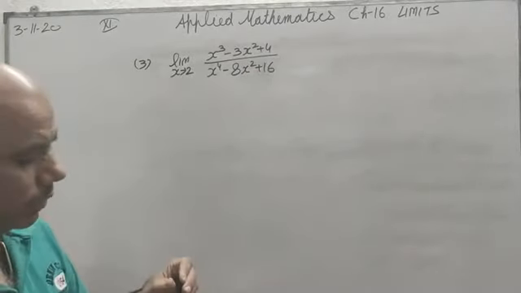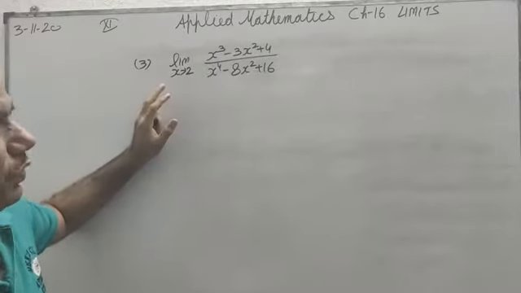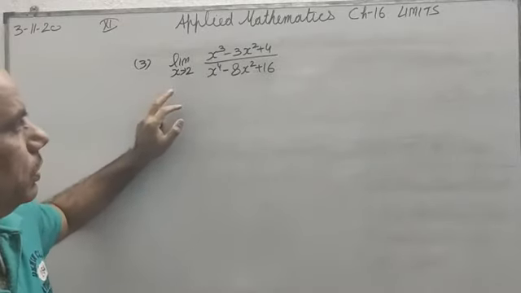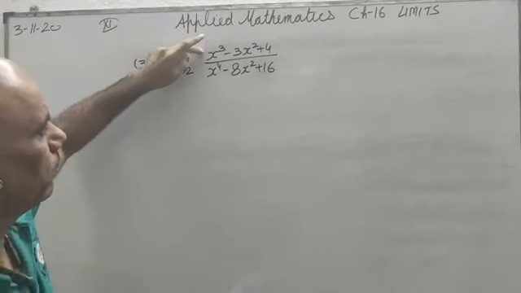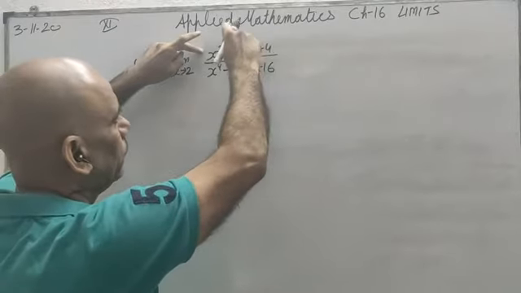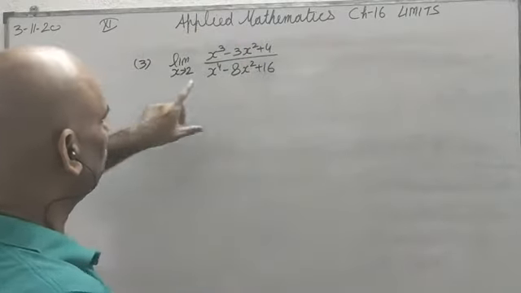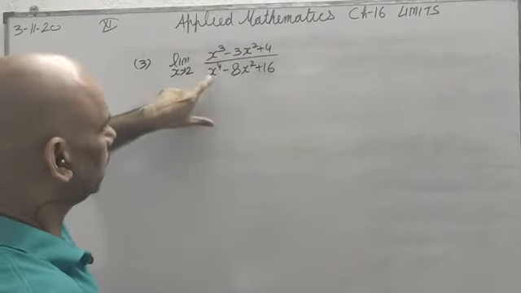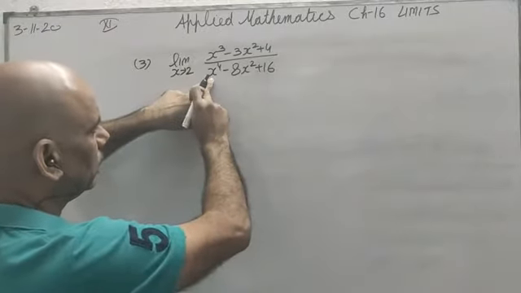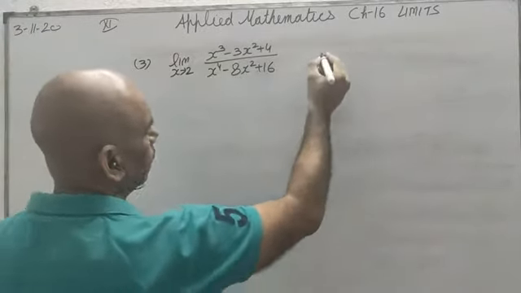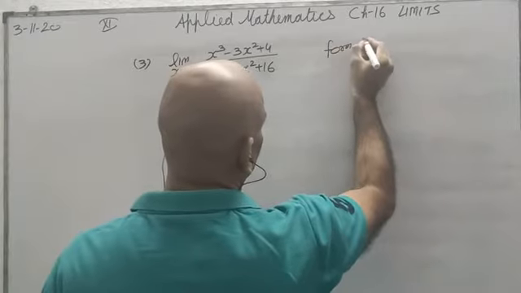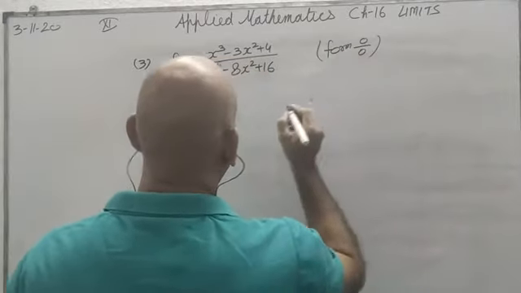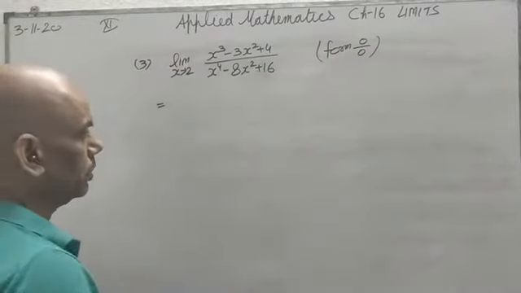So what can I do? If you substitute it, you will get 0 upon 0. Look, 8 plus 4 is 12, and 3 fours are 12, so at the top it is 0. 2 to the power 4 is 16, 16 plus 16 is 32, and 8 fours are 32. Yes, the form is 0 upon 0. So I will have to factorize it.